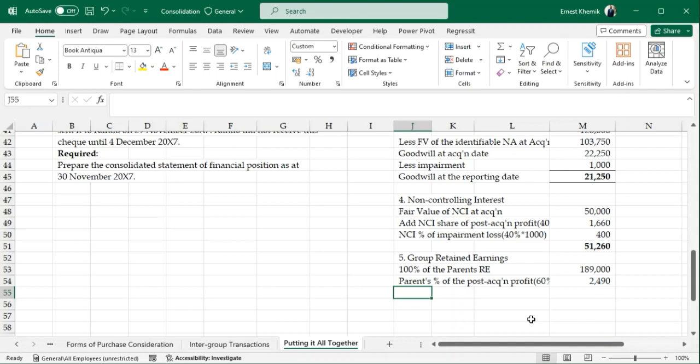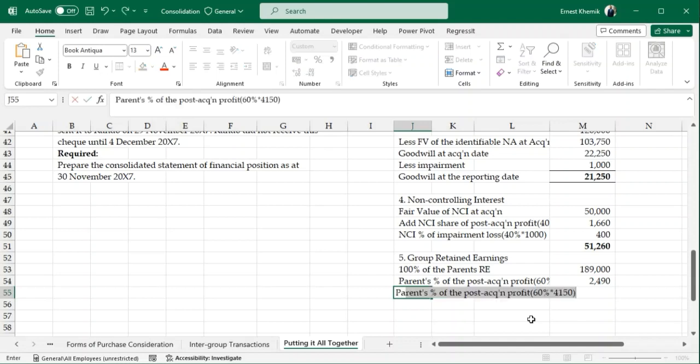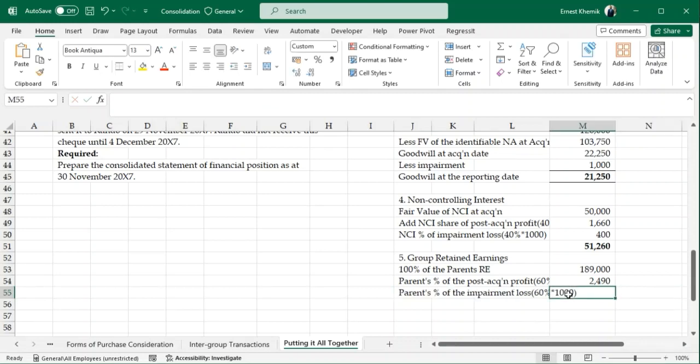And then also we'll have the parents' percent of the impairment loss, and that is going to be 60% times 1000, which is the impairment loss. So that is going to give me straight away 600.